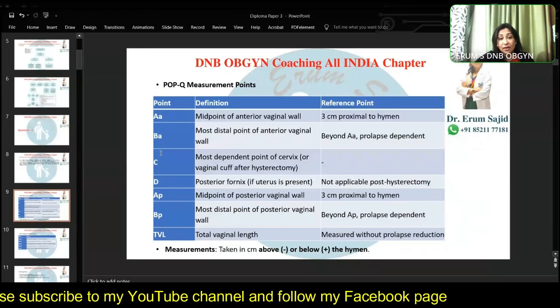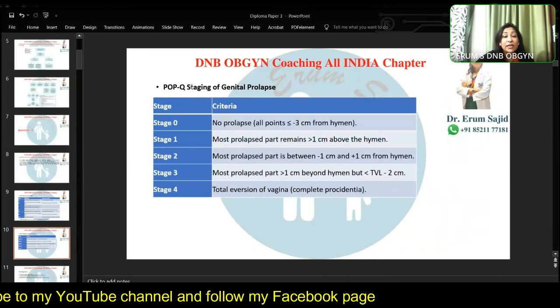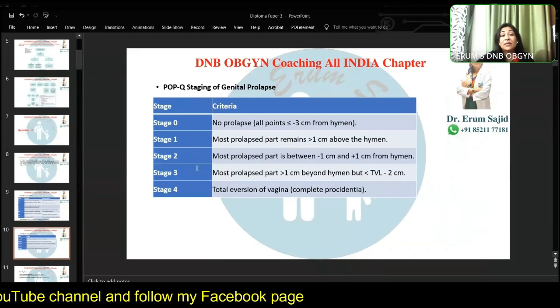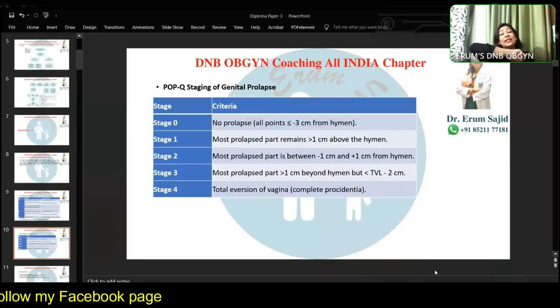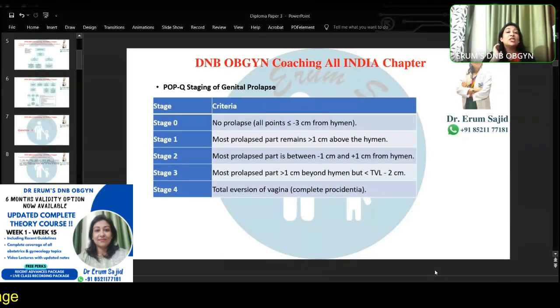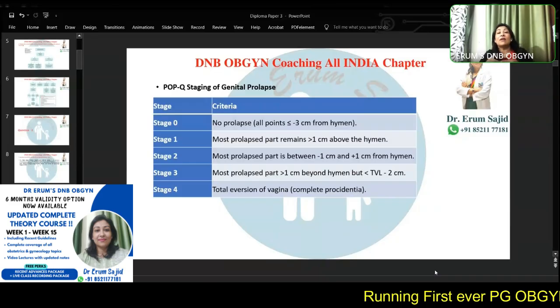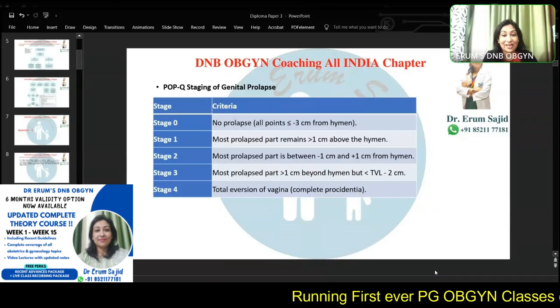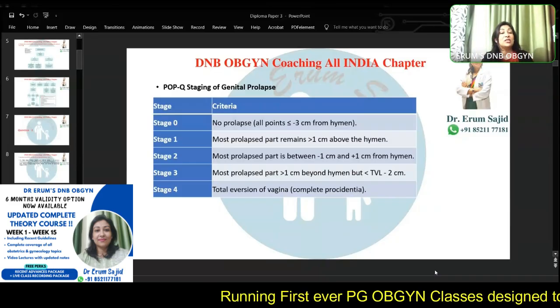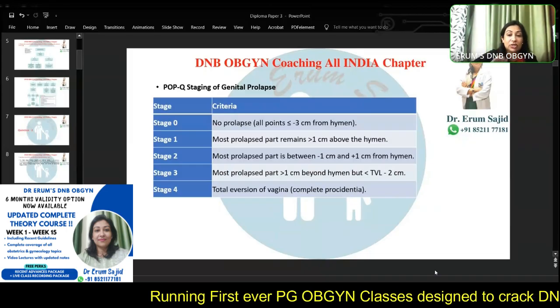Okay, and then we stage it as stage 0, 1, 2, 3, 4. Stage 0 means no prolapse. Stage 1, the most prolapsed part is more than 1 centimeter above the hymen. Stage 2 is within 1 centimeter, in or out of the hymen. Stage 3 is more than 1 centimeter beyond the hymen, but less than the total vaginal length. Stage 4 is total eversion.